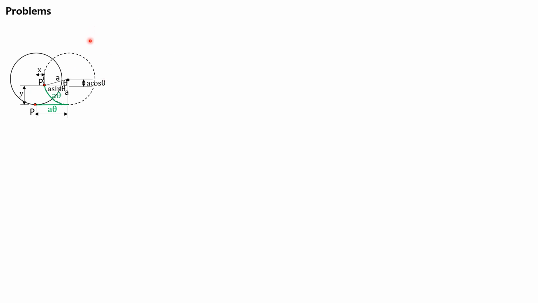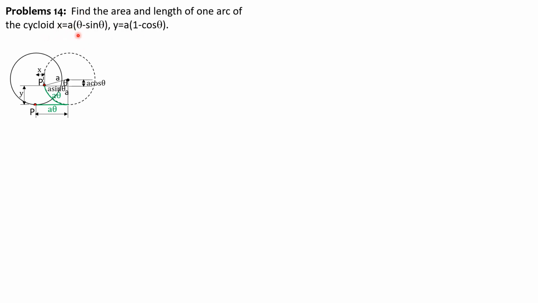For problem 2, let's find both the area and the arc length of this cycloid. Find the area and length of one arc of the cycloid. These are the parametric equations. x equals a quantity theta minus sine theta, and y is a quantity 1 minus cosine theta. We use the parametric equations to conveniently derive the area and the arc length.